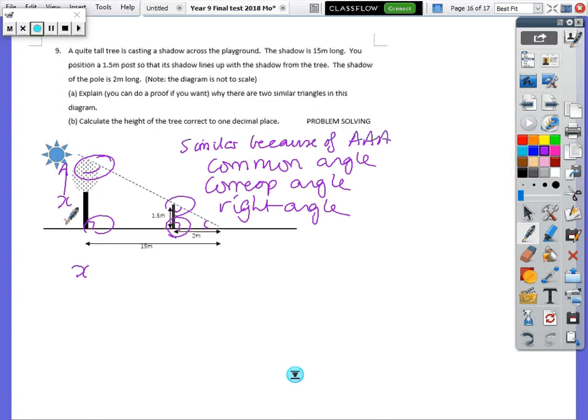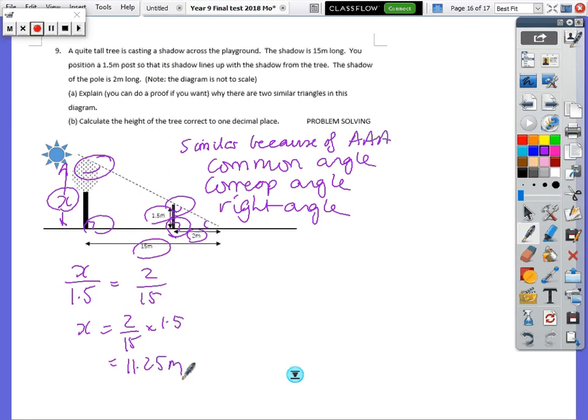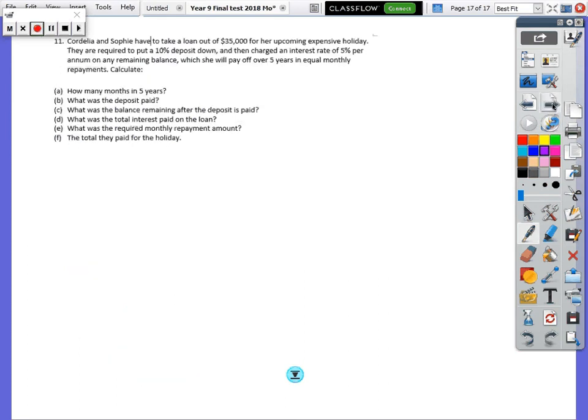And then to finish it off, x is the height of the tree. So x over 1.5 equals 2 over 15. So x equals 2 over 15 times 1.5 equals 11.25 meters. Okay, next question.